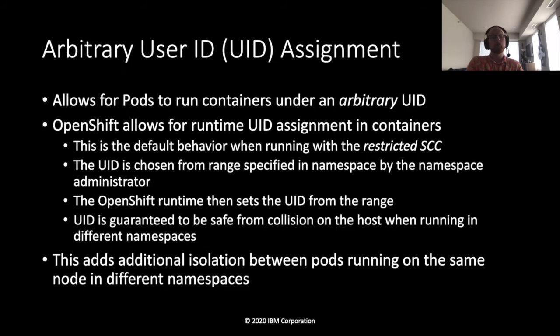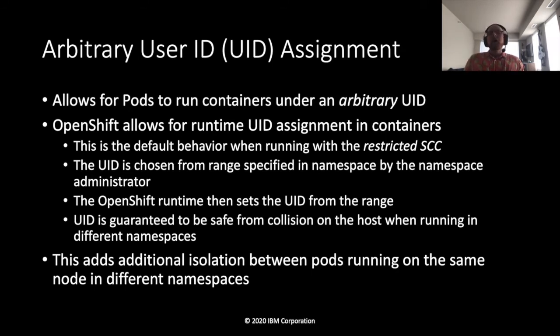So what arbitrary user assignment allows for is pods to run containers under an arbitrary user ID. Now, OpenShift allows for runtime user ID assignments in containers, and that's the default behavior you get with the restricted SCC. The user ID is chosen from a range specified in the namespace by a namespace administrator, and if there's no specified range from the namespace administrator, the OpenShift runtime will create a range for you. And when your pod is scheduled and it stands itself up, the OpenShift runtime then sets the UID for that pod and that container from a range in the specified namespace.